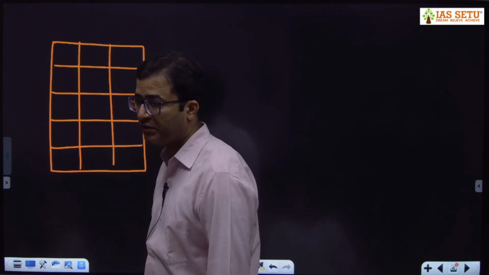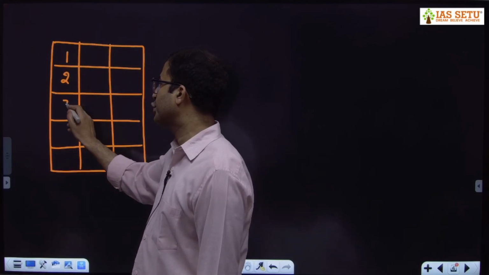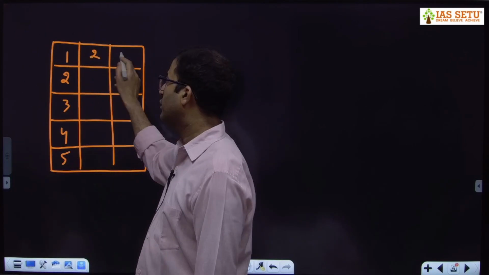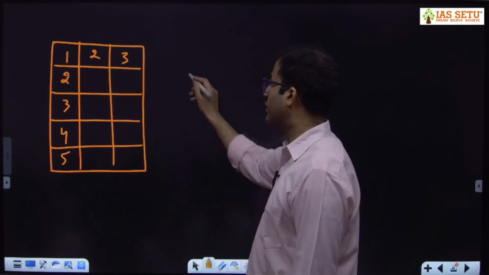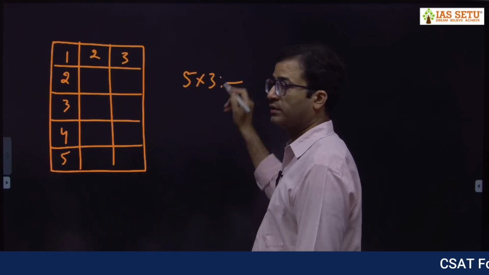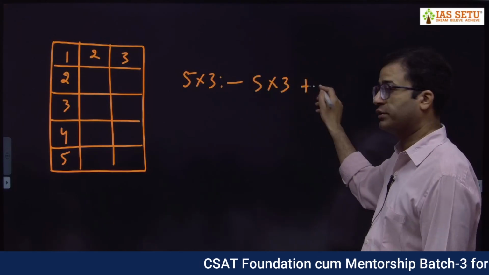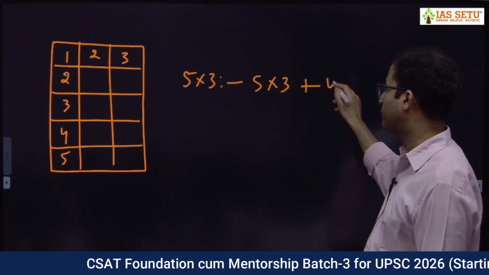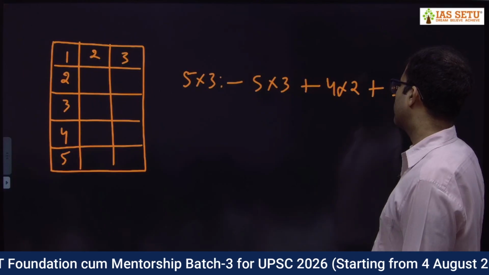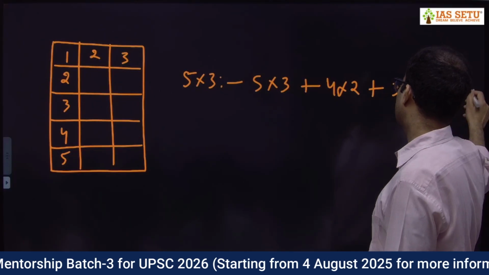Like here, this given figure is 5 by 3. 1, 2, 3, 4, 5, 2, 3. So here it is 5 by 3. So we start with the given value 5 into 3. Subtract 1, 1. 4 into 2. 3 into 1. 2 into 0.